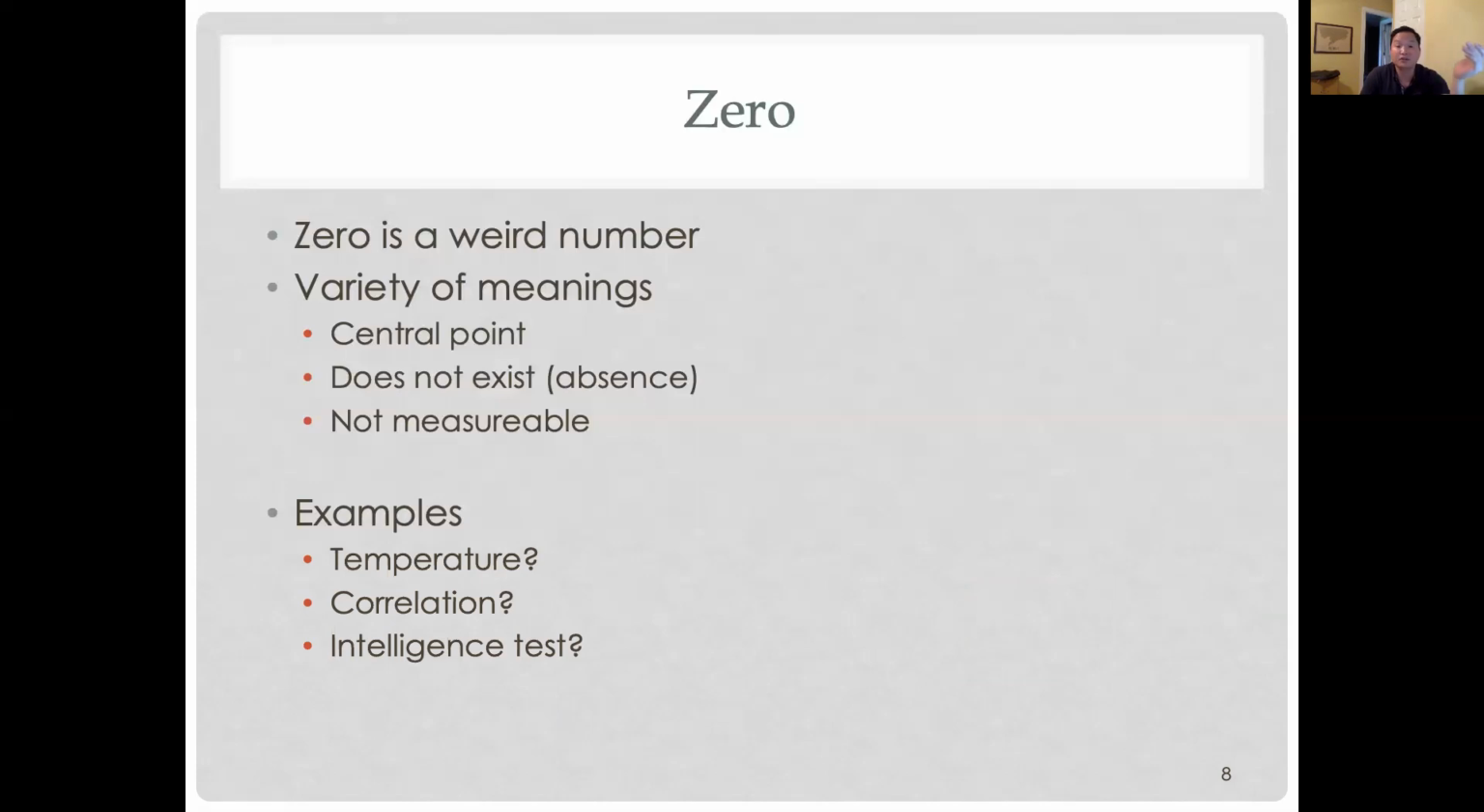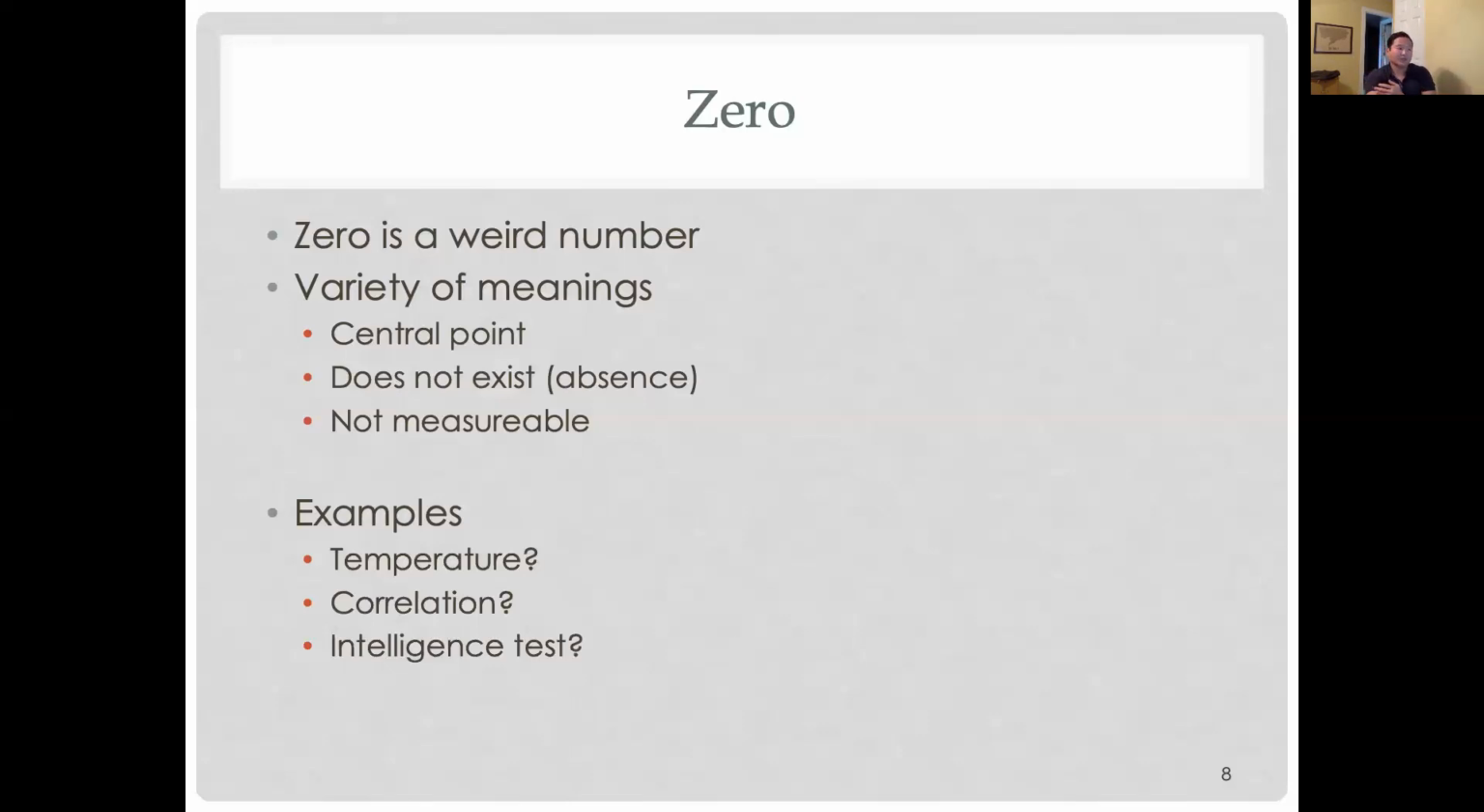Correlations are the same. What does a 0 correlation mean? It means there's no relationship there whatsoever. Intelligence tests are weird. If you got a 0 on an intelligence test, does that mean that you are completely unintelligent? Or you lack intelligence completely? No. It may mean that there's some cause for concern here, but if you get a 0 on an intelligence test, it doesn't mean you are completely lacking in intelligence. So 0's weirdly different.